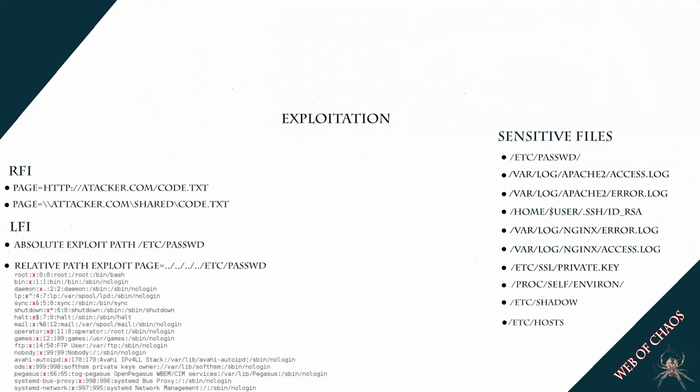And on the right, I've listed some sensitive files you might want to see if you can access. Obviously, we've got etc passwd, Apache 2 and Nginx access and error logs. We've got the shadow file and the SSL private key, although you probably won't be able to access this unless the system administrator is an idiot.